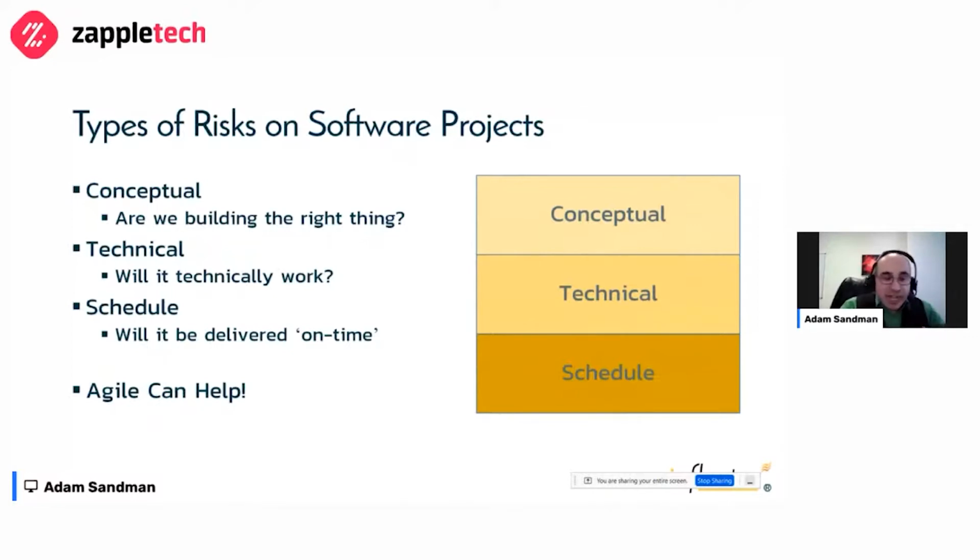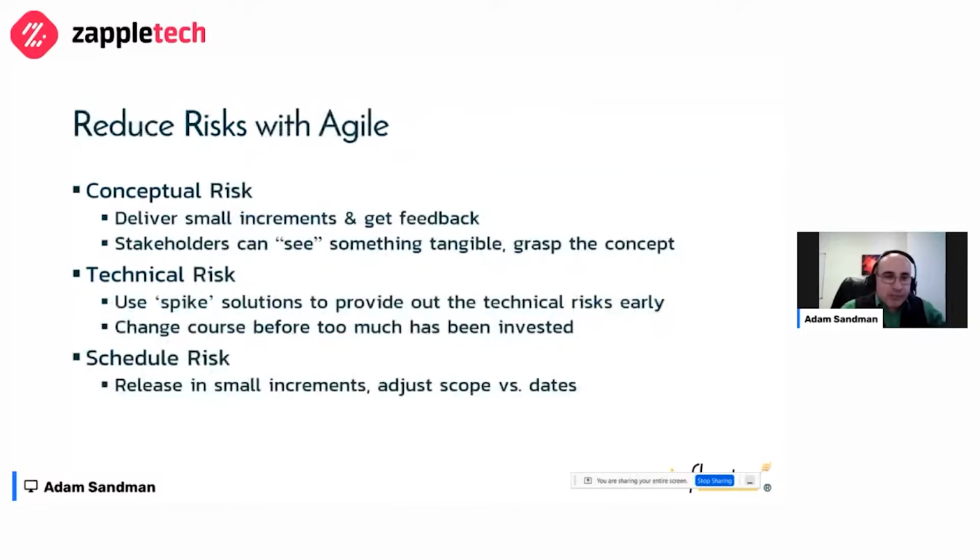Now, if we are using an Agile methodology, Agile can actually help. And one of the reasons why Agile has become so popular in general for software development and product development in general is the fact that it helps to mitigate some of these risks which are inherent in software projects. So first of all, conceptual risk. Well, what we realized was people are pretty crummy at writing requirements. We don't often do a very good job of it. But if you can show someone something and they see it, they can grasp the concept so much more easily.